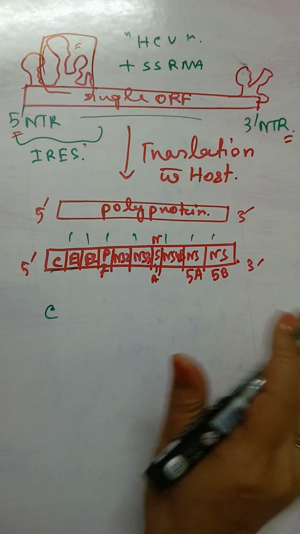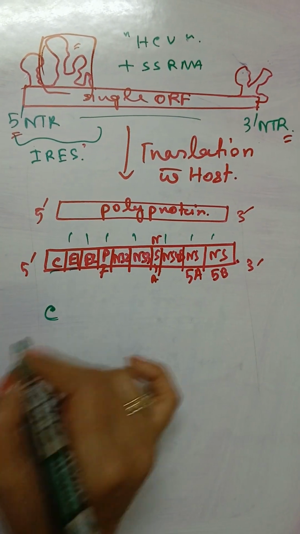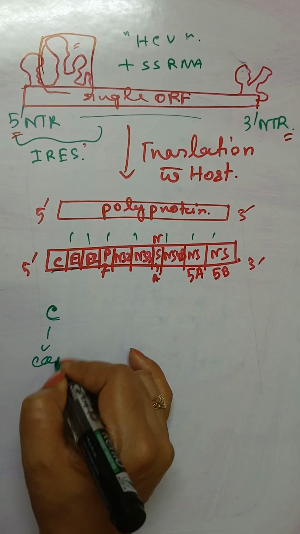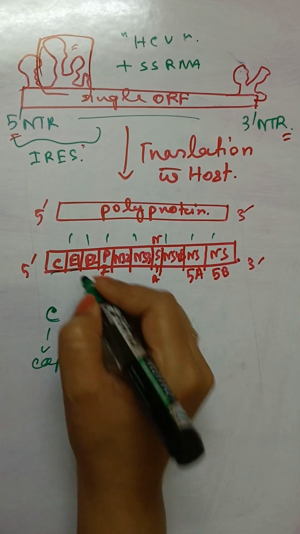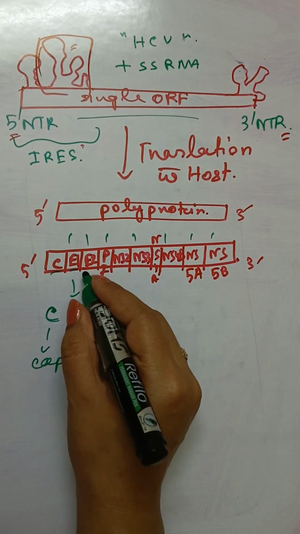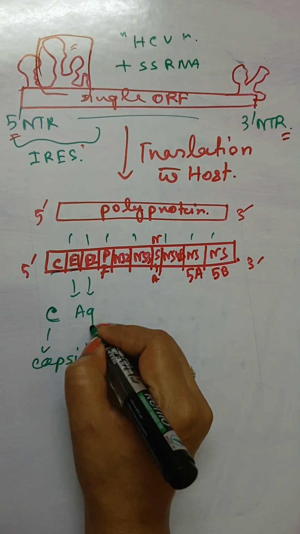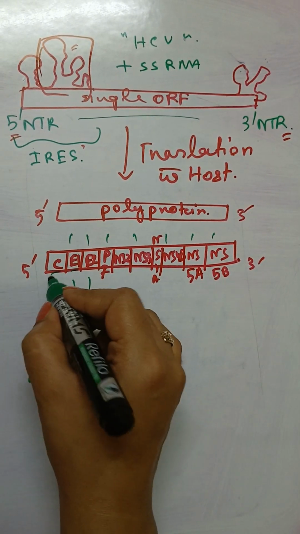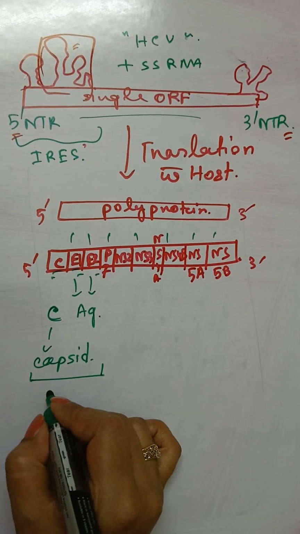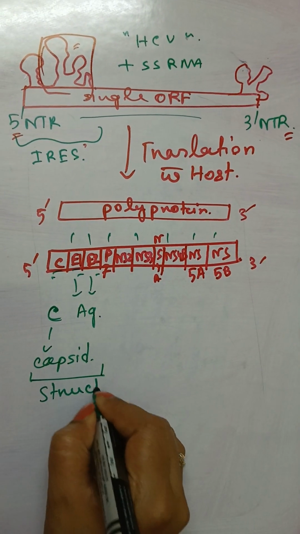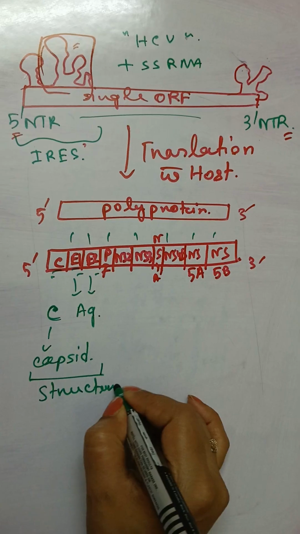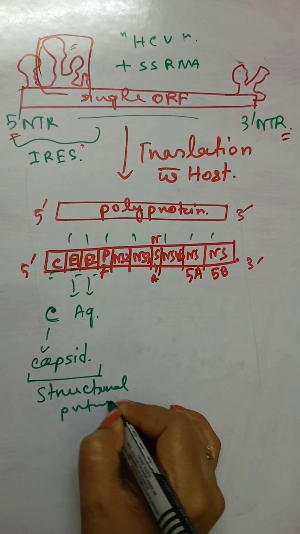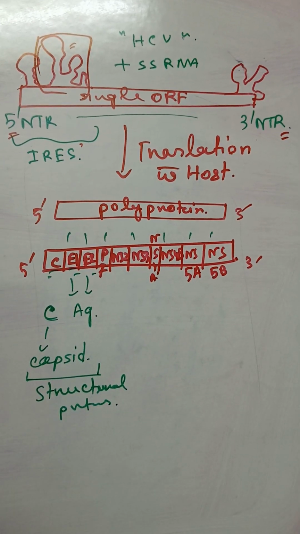This is a polyprotein. This is a core protein. Core means that it will give rise to capsid proteins. E1, I have already told, E1 and E2 are present as the antigenic glycoproteins. So particularly these three become structural proteins. So these are the structural proteins.